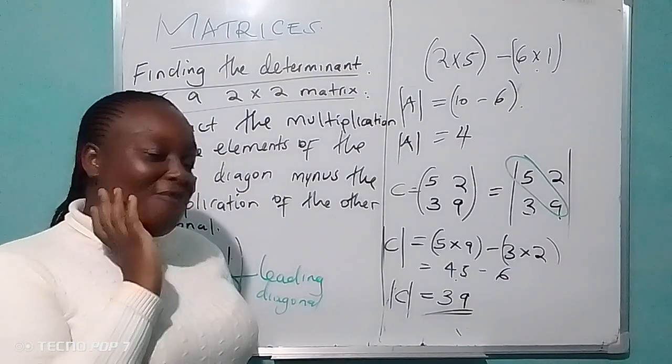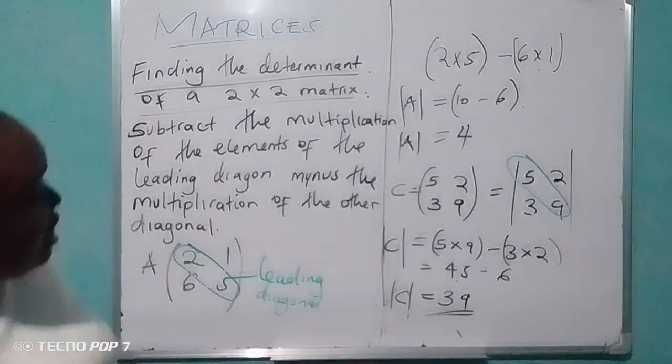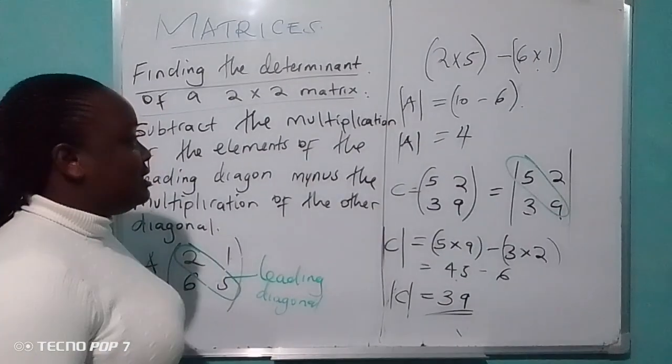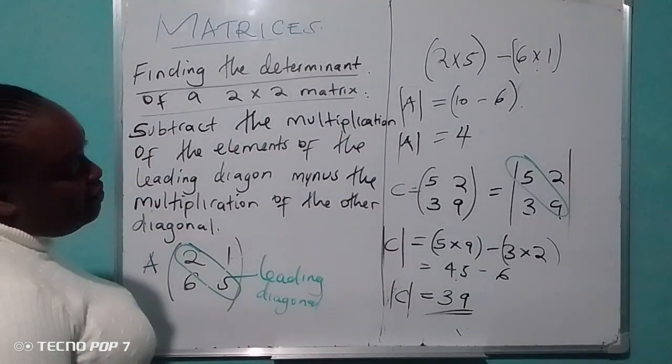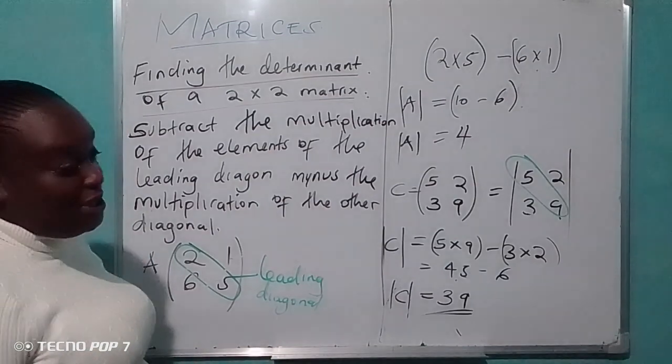Inverse of a matrix, of a 2 by 2 matrix. Let us look at that. Inverse of a 2 by 2 matrix. So the determinant we know, right? Up to that point, I hope I am talking to somebody.